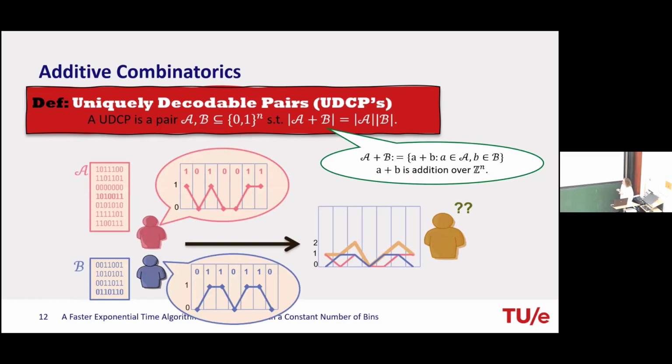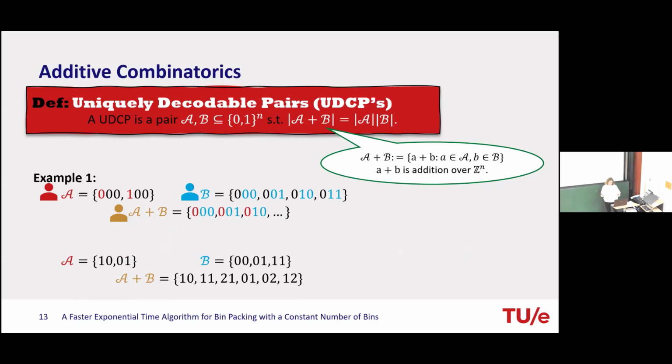So you can imagine it like the following. There are three persons, a red and a blue person, and they try to communicate something to the yellow person. The red person has access to this library of words A, and the blue person has a book B where you can choose words from. And now they send their message, but their message is being summed, and that's what the orange person receives. And we now say that A and B are uniquely decodable if this orange person can always find out what the persons actually sent.